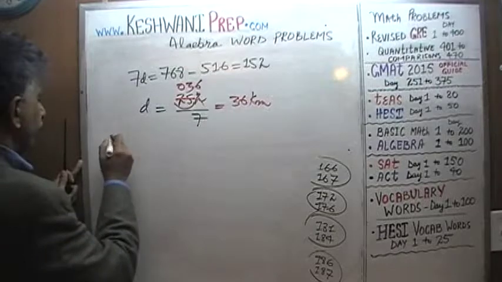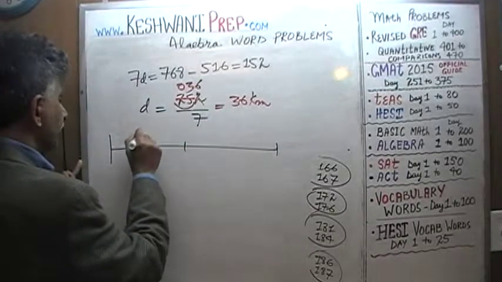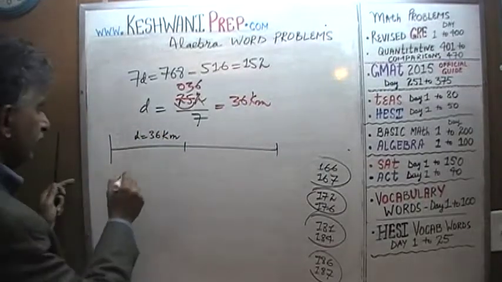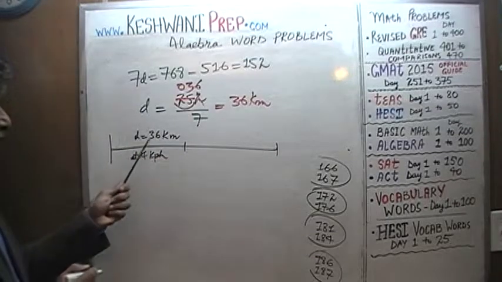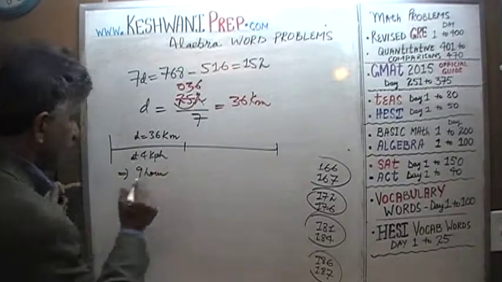So here we go. D represented the first segment, which we just found out is 36 kilometers. And how fast were we going in the beginning? We were going at 4 kilometers per hour. If you're going 4 kilometers per hour for 36 kilometers, that implies that you must have gone 9 hours. So that's the first part.